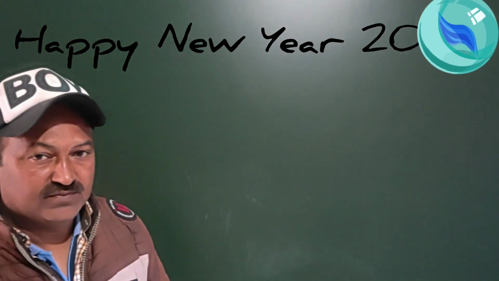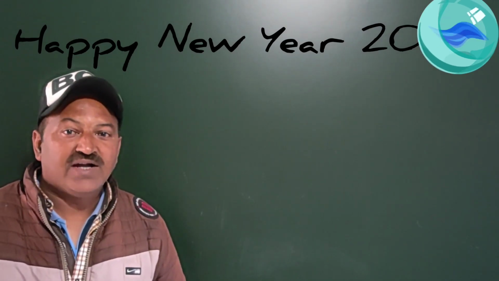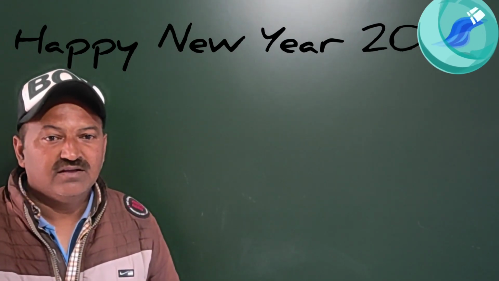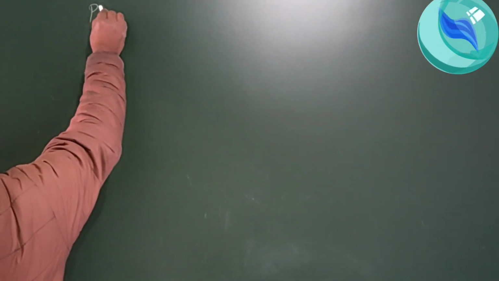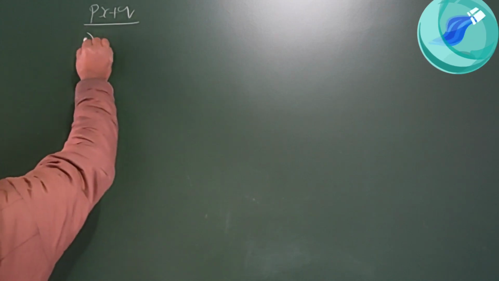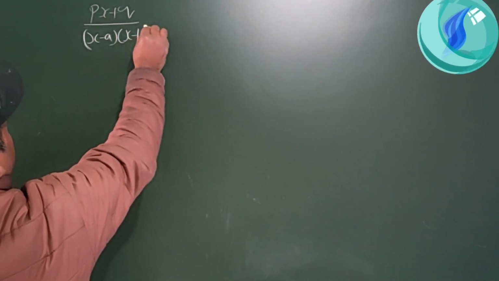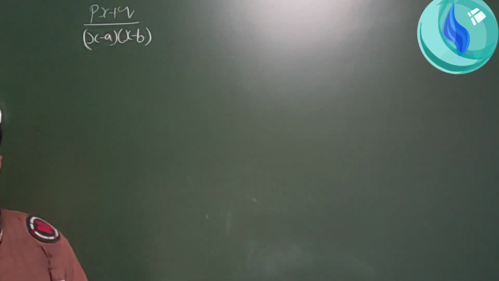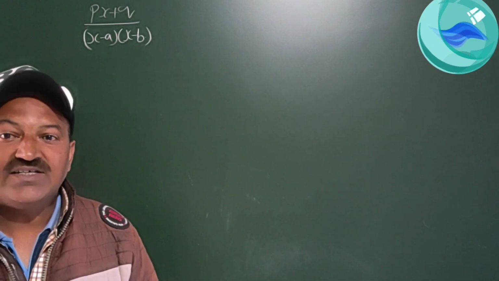Children, how are you? Today we are going to do Partial Fractions Part 2. The first type of partial fraction which we have discussed was of the type (px plus q) upon (x minus a)(x minus b). This was the first type of partial fractions.